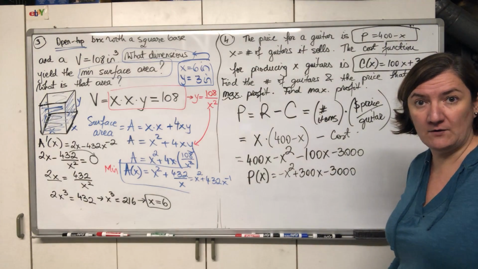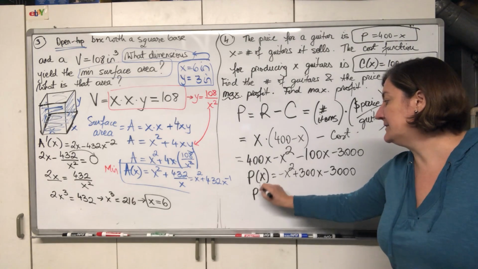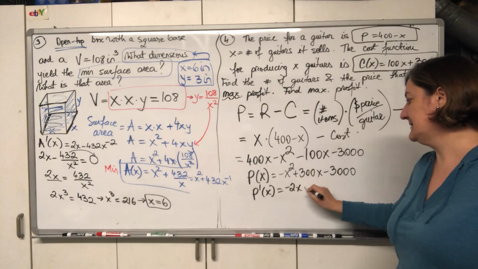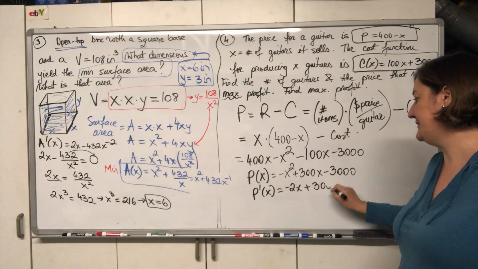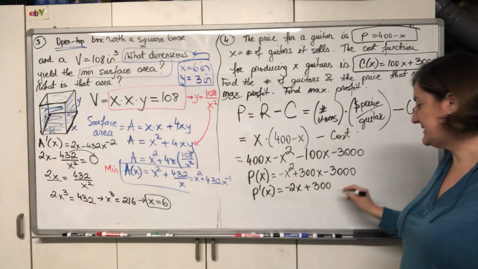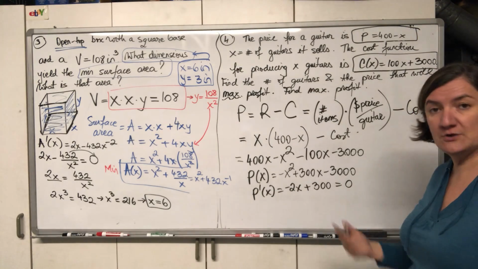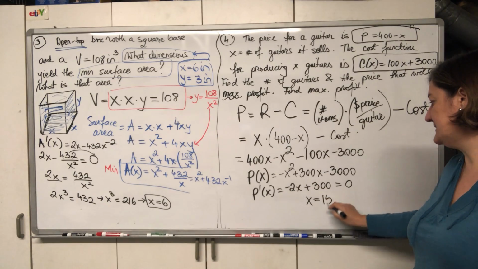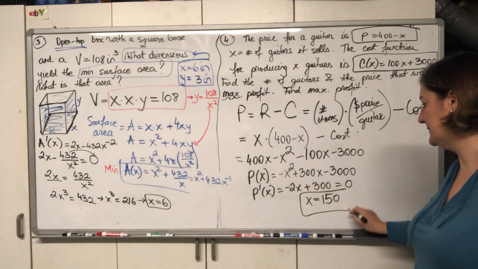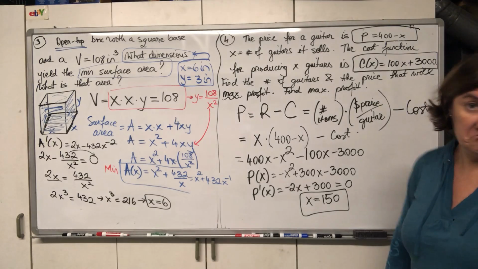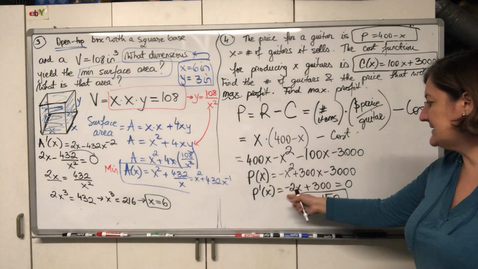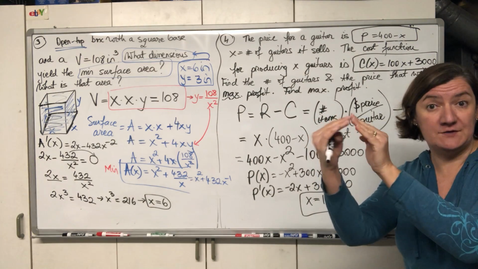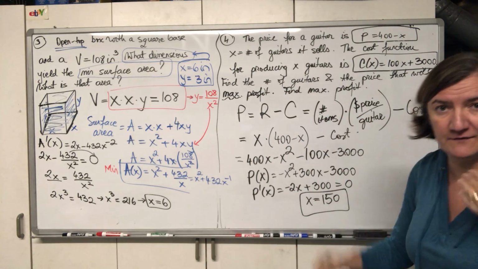How do we find a min or a max? Take the derivative, which is negative 2x plus 300. Set it equal to 0. Find your critical number. x is easily 150 out of this. There you go. We solved the problem. So, again, find the second derivative, which is negative 2. Negative means a sad face. That gives you a maximum. Sure enough, we're asking you for a maximum.